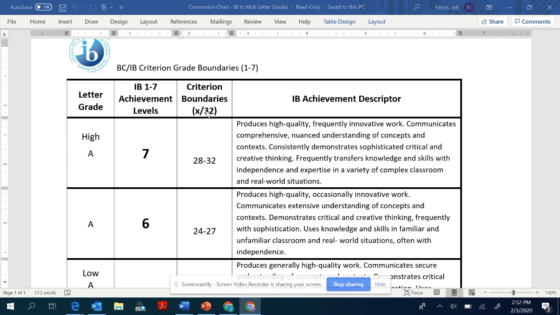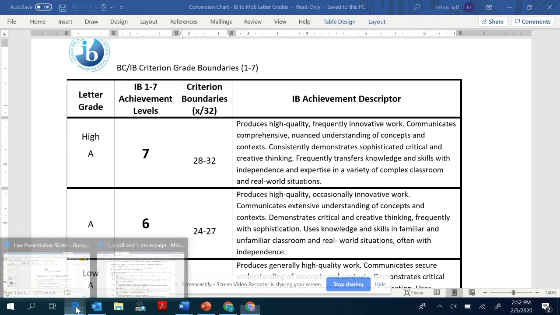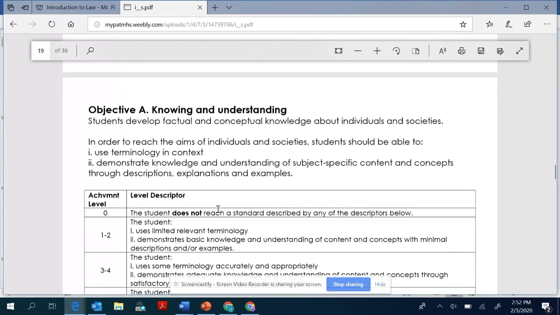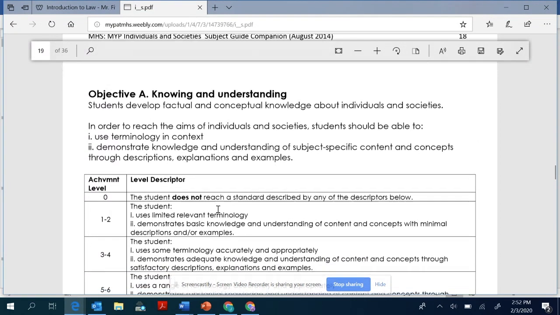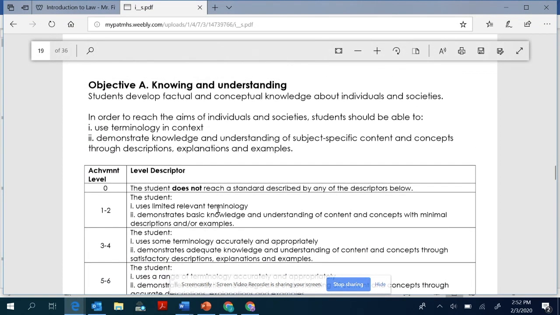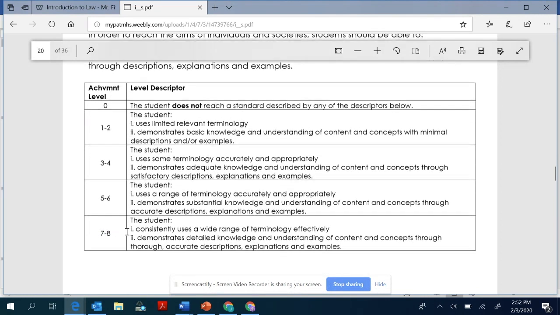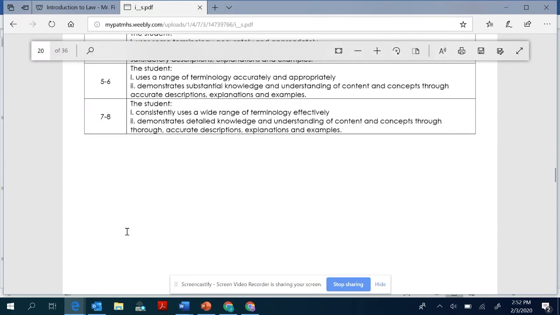In every MYP course, there are different criteria. So I'm going to go to them right now and take a look. If you were in individuals and societies, you would have objective A, knowing and understanding, or criterion A, and all of the criterion A objectives would be graded on this type of rubric right here on an 8-point scale. For every single course that they take, there are only 4 rubrics.